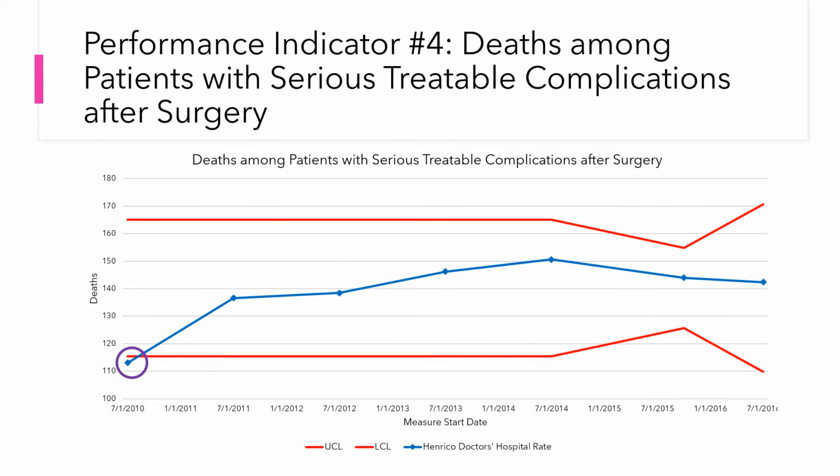For the fourth performance indicator, I chose looking at the number of deaths among patients with serious but treatable complications after surgery. From this graph, you can see that most of the data with Henrico Doctors Hospital and its competitors do not differ very much. However, if you can see the very first time frame in July 2010, Henrico Doctors Hospital was below the limits.